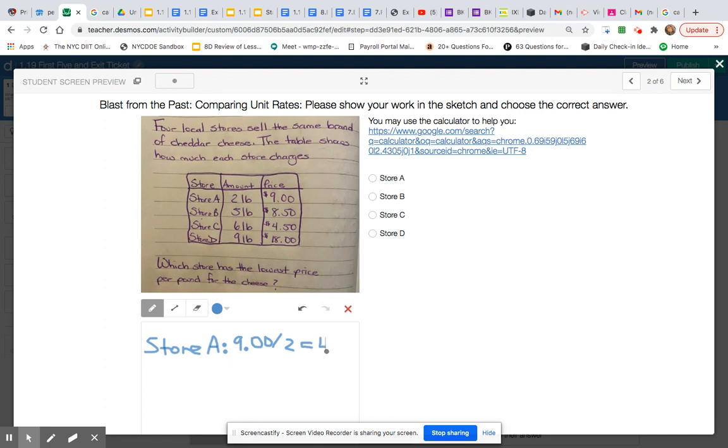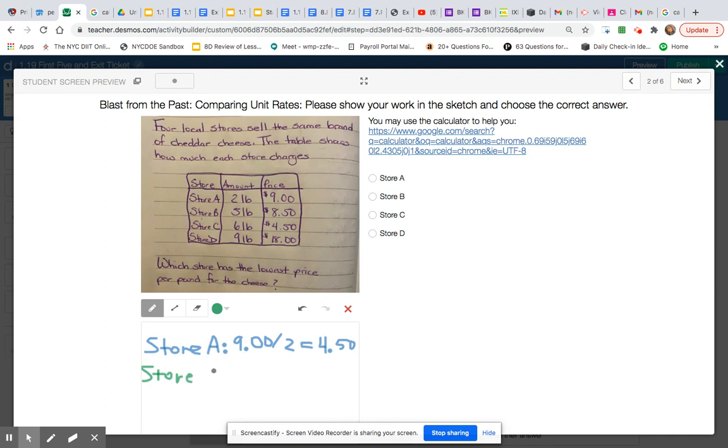Okay, so this means that at store A, the price per pound for cheese, so each pound of cheese costs $4.50. Okay, so each pound of cheese at store A costs $4.50. Okay, so my unit rate is 1 pound equals $4.50.